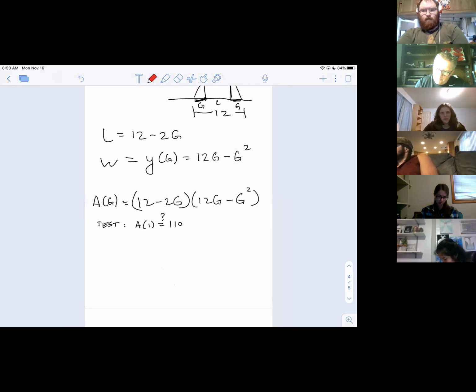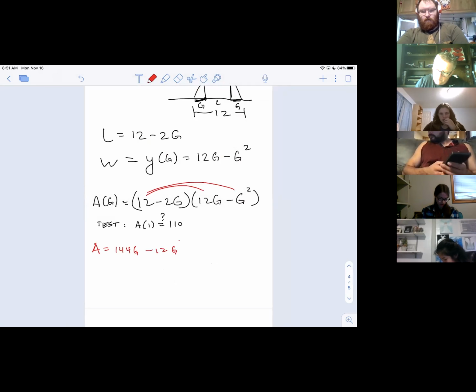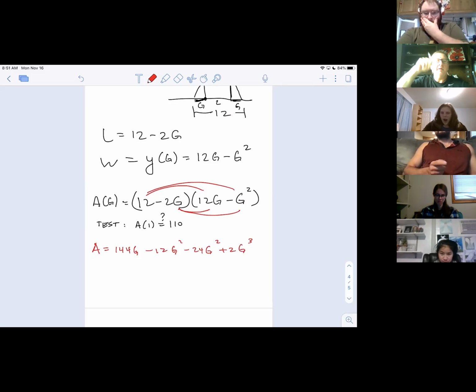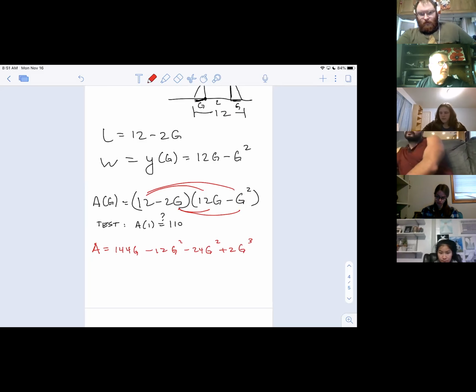So if I go 12 times 12g, that's 144g. If I go 12 times g squared, there's no such thing as math with letters. It's 12 times g squared. I go -2 times +12, I get -24g squared. And then finally -2g times -g squared, I get positive 2g cubed. Oh, I get a cubed equation. I didn't know that was going to happen, but I get some kind of a cubed equation.